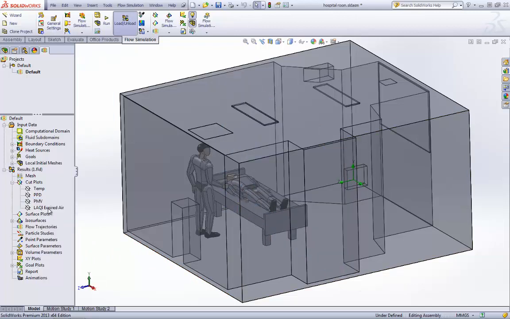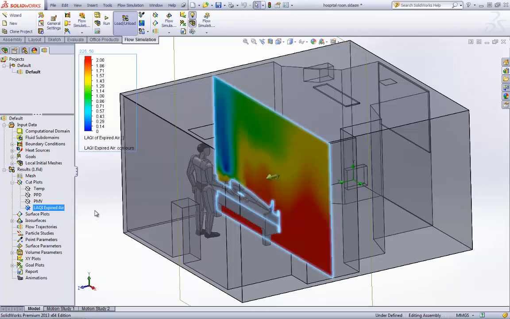Next, the LAQI of the expired air. So again, the LAQI is local air quality index, where 1 is perfect mixing of the air, of two fluids, I should say. And the higher the number, the more effective the removal is. So again, we are showing the LAQI of the expired air. So this is essentially how much expired air is mixed in with the regular air in here.